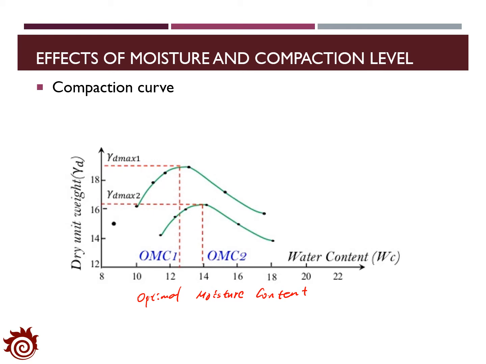In addition, we can see that by increasing the compaction effort, the dry density will be larger, while the optimal moisture contents will be reduced.